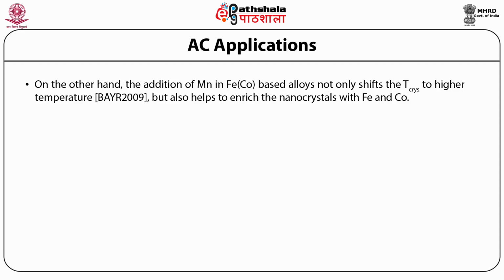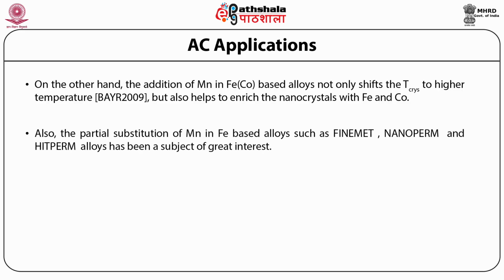On the other hand, the addition of manganese in iron cobalt based alloys not only shifts the crystallization temperature to higher temperature but also helps to enrich the nanocrystals with iron and cobalt. Also, the partial substitution of manganese in iron-based alloys such as Finemet, Nanoperm and HITPERM alloy has been a subject of great interest. Interestingly, the substitution of manganese in iron aluminum alloy powders prepared by mechanical alloying process reduces Hc considerably in contrast to the behavior observed in melt-spun ribbon alloys.